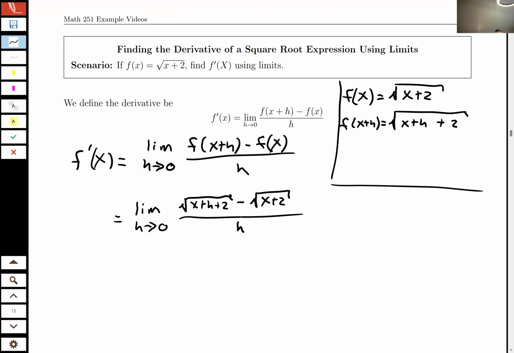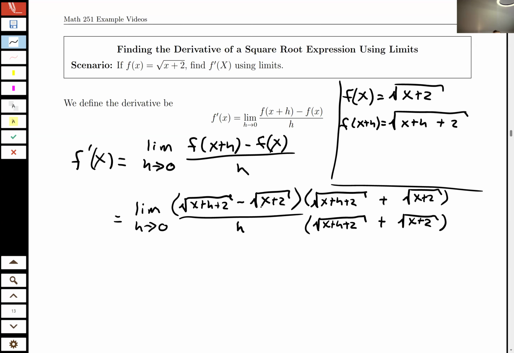But one thing I can do with square roots is I can always multiply the top and bottom by the conjugate. The conjugate is going to be that same expression, square root of x plus h plus 2, that's square root of x plus 2, but you're going to change the center sign so you end up with a difference of squares. You have the plus and the minus getting multiplied together. I'm going to leave the denominator alone because it's looking pretty messy there.